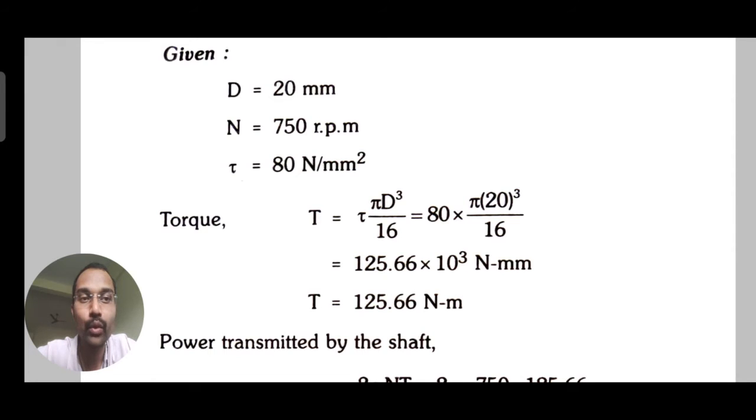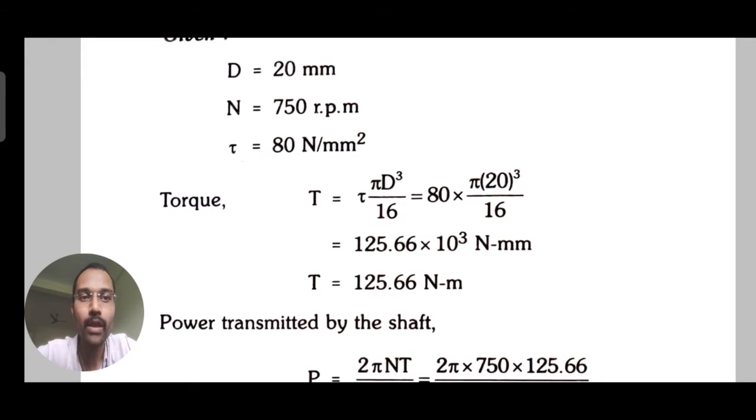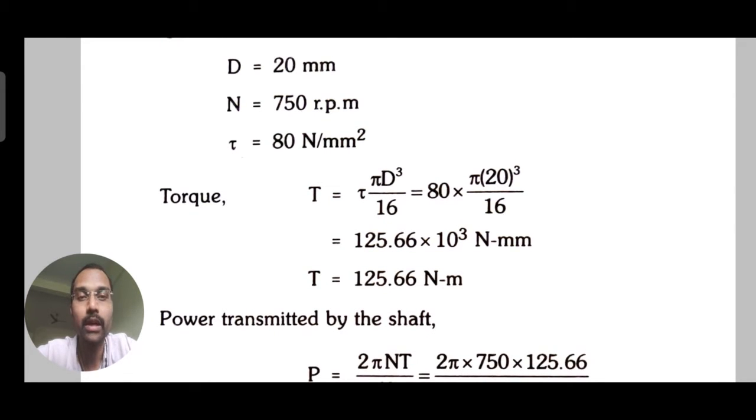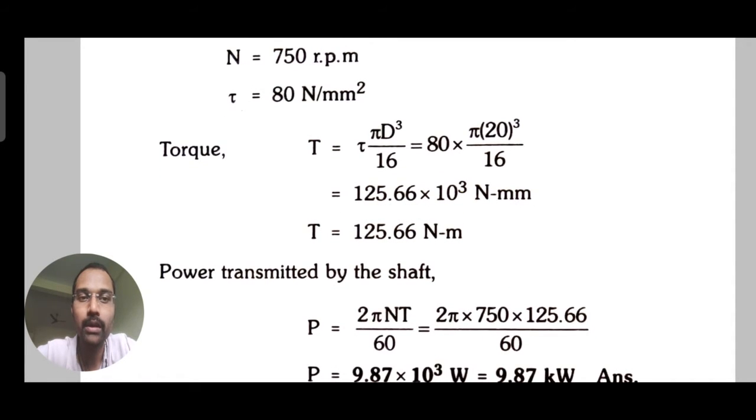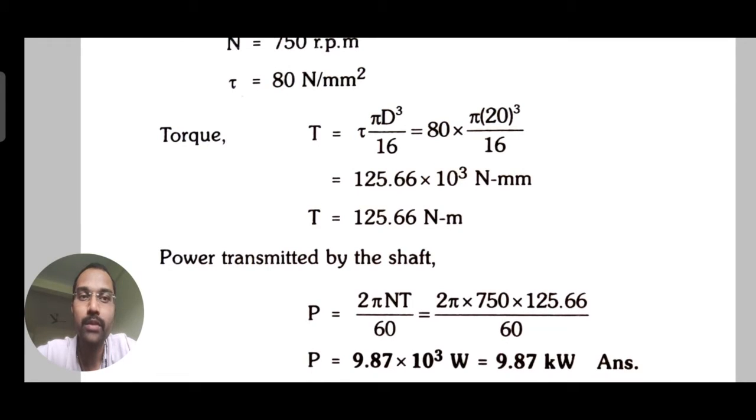Why is it recorded as Newton mm? Because the diameter, you observe, is taken in mm. So the value is in Newton mm. Next, you convert the torque into Newton meters. How can it be converted? You divide by 1000. So finally the value is 125.66 Newton meters. While substituting the torque value in the power formula, it should be taken in Newton meters. Similarly, if you want to substitute the power value in the formula, you have to substitute the power in terms of watts, not kilowatts. Then only you will get the torque in Newton meters.